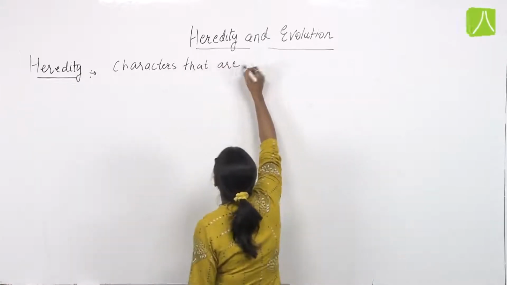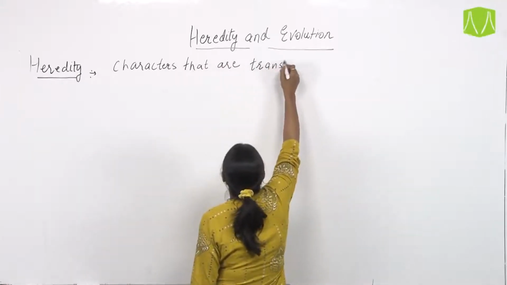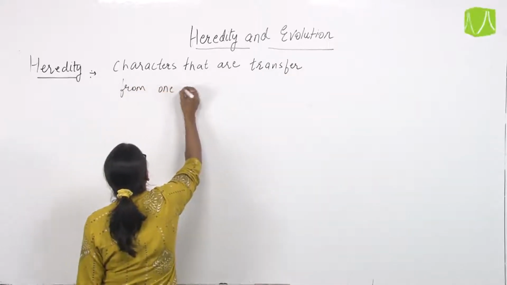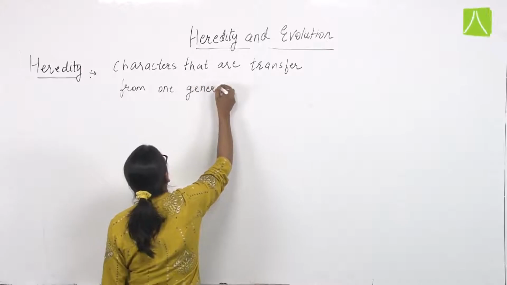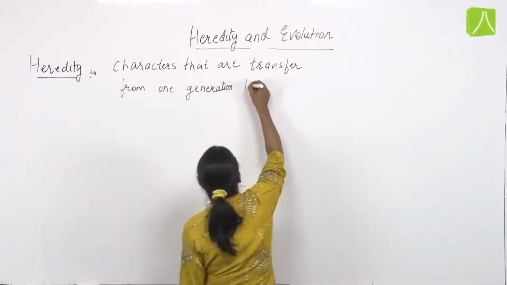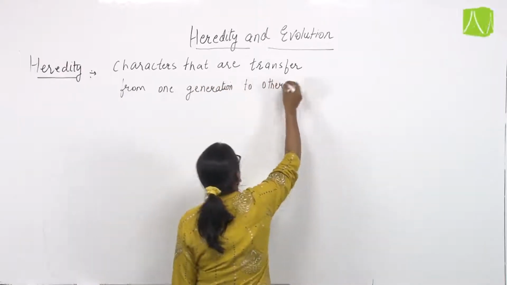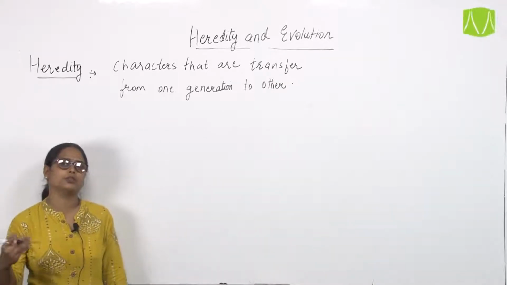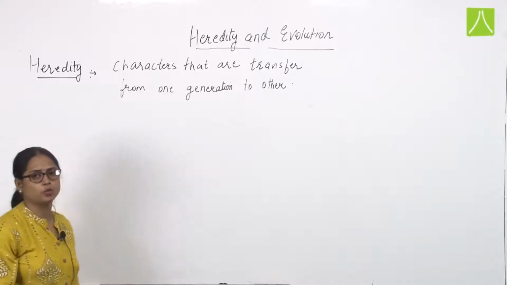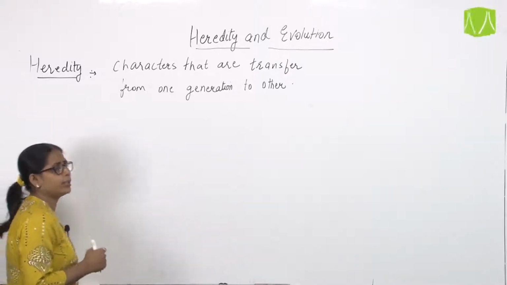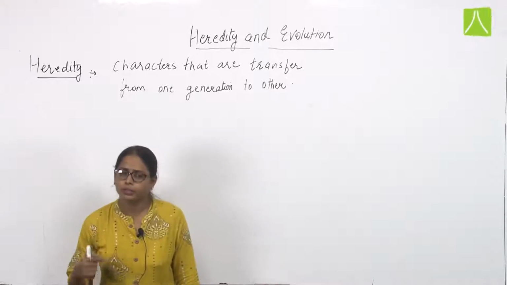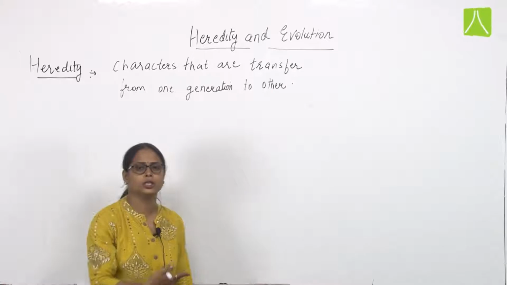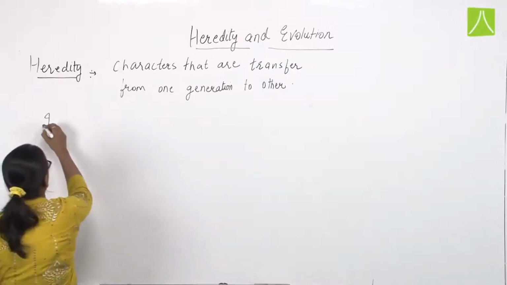Fine. That means these are the characters which are transferable. The character that is actually transferred to the next generation is known as heredity. But there is a certain process, mechanism or method through which the characters are transferred from one generation to another generation. That is known as inheritance.